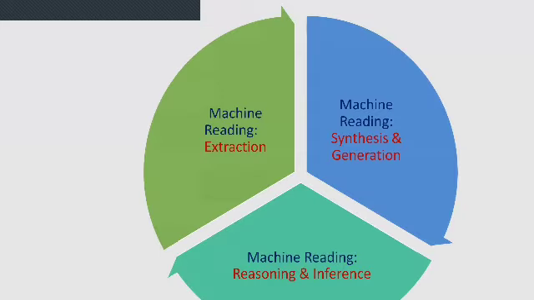There are three different types of machine reading comprehension. One is extraction, where you are learning from a context and extracting the information from that context. There's synthesis and generation, where you're learning from a context and generating your own inference. And reasoning and inference, where you are reading a context and trying to infer your understanding from that context. So you're not generating new content, but you're generating your understanding about the content.